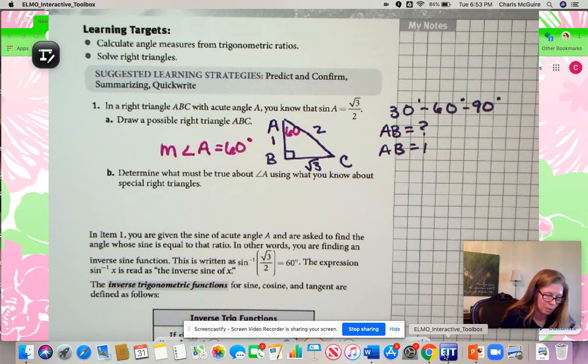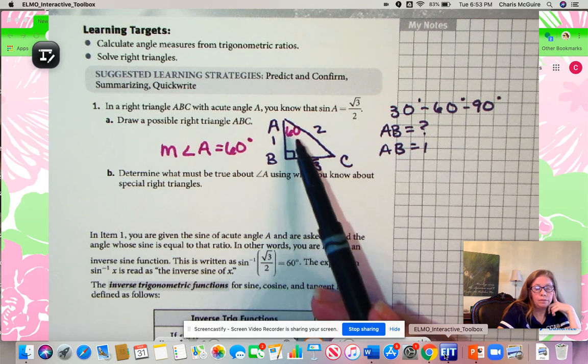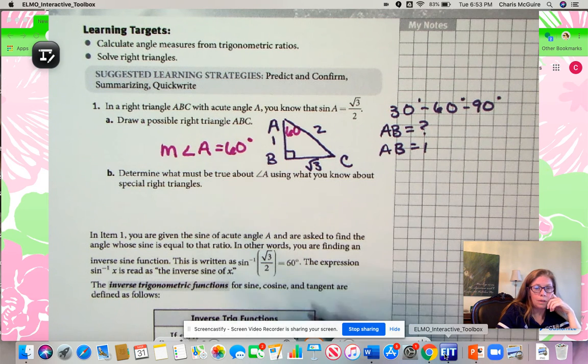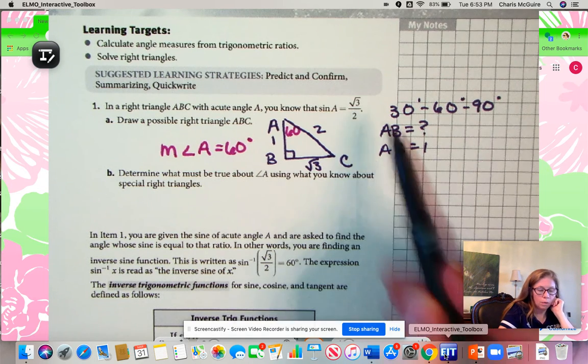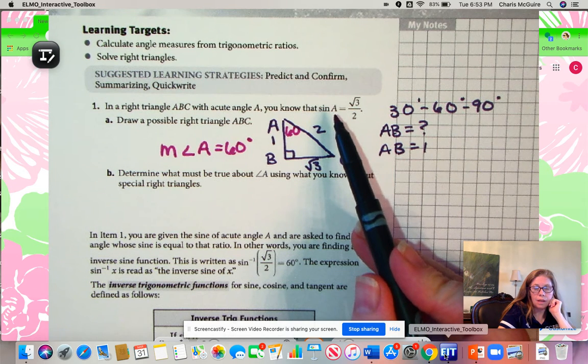I jump ahead in the Springboard stuff. But that's using our special 30, 60, 90 right triangles, that the measure of angle A is equal to 60. And so on the same token, we might know that if they told us that the cosine of A was 1/2, right? We would know that would be the same thing. Alrighty, so we're going to look at this idea of knowing the ratio of a trig function to be able to figure out the angle measure.